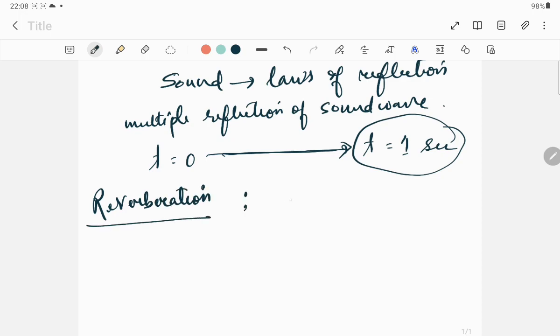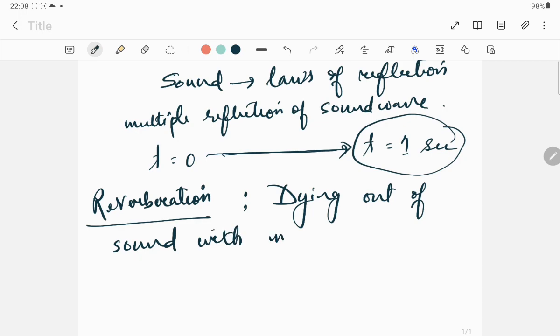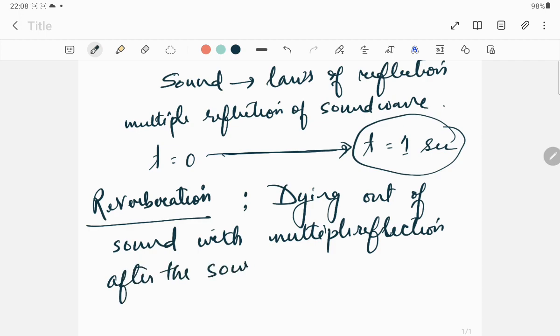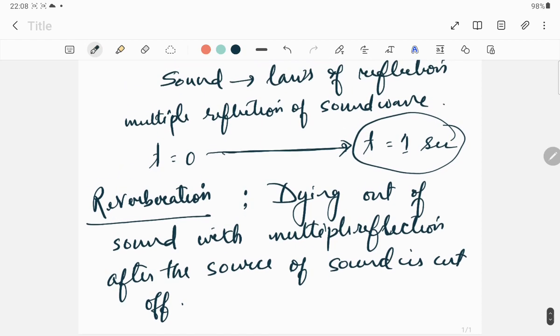So if I want to define what is reverberation, reverberation is nothing but the dying out of sound with multiple reflections after the source of sound is cut off. Why am I saying dying out?